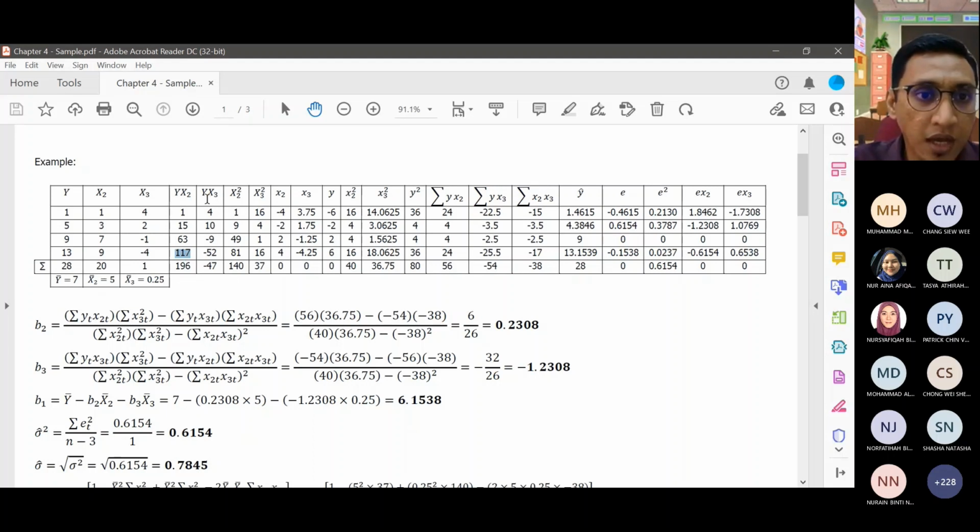Another column to add is the multiplication of y with x3, so y times the second independent variable. Do you have any questions? All right. 1 times 4 is equal to 4. 5 times 2 equal to 10. 9 times -1 equal to -9. And 13 times -4 is equal to -52.